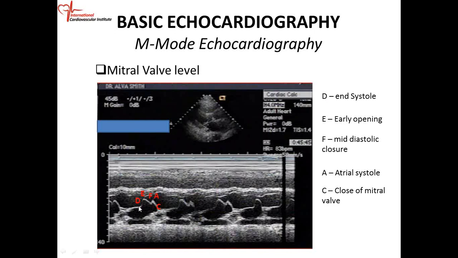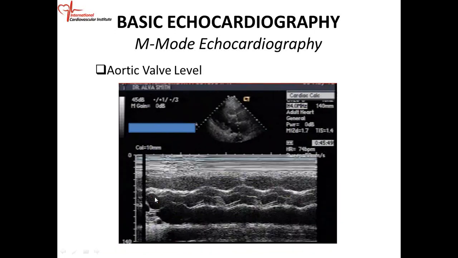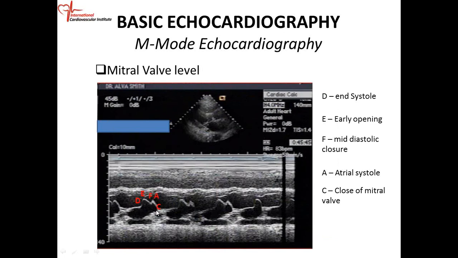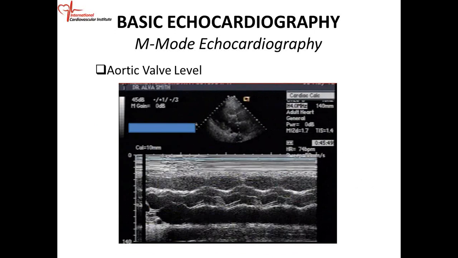Again, the mitral valve opens in diastole. D point represents end systole, so you're going into diastole now. E point is the early opening. F point is mid-diastolic closure. A point is atrial systole. And the C point is closure of the mitral valve. So you have to know those points.